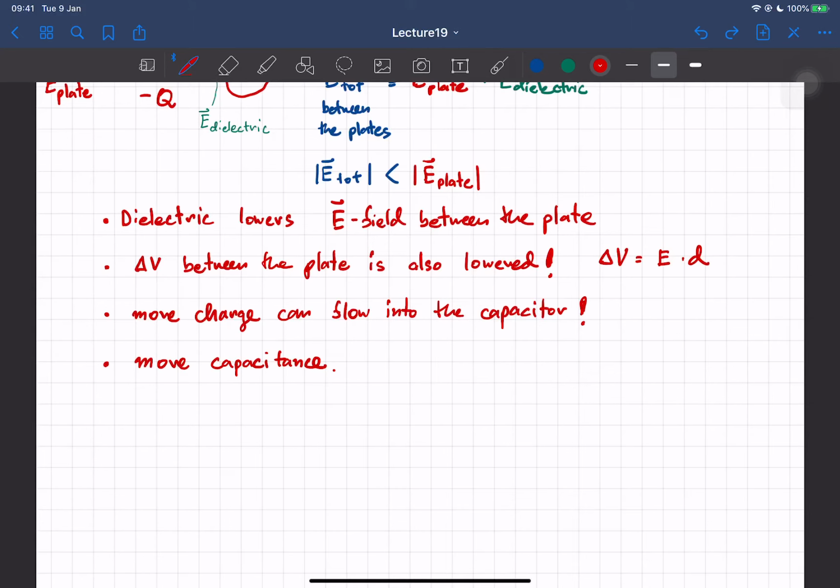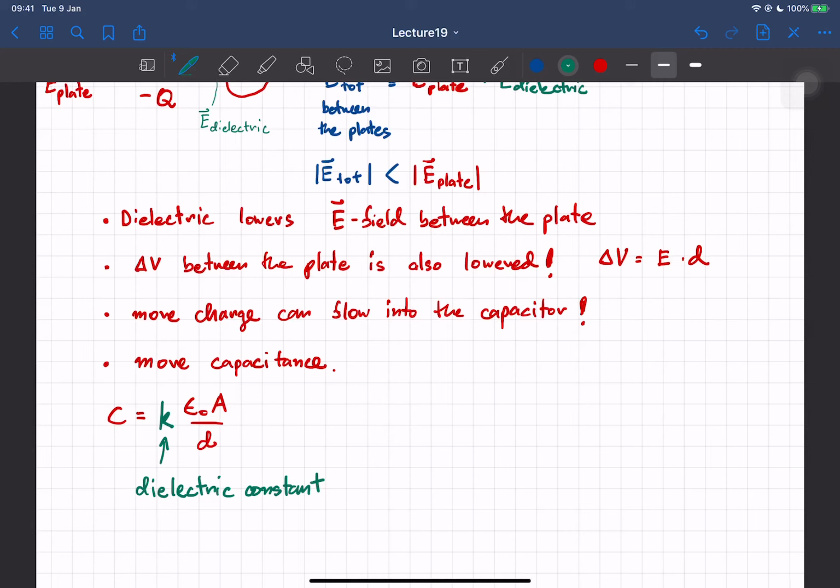And the capacitance in this case is given by the same formula that we had before, epsilon 0 times A, the area, divided by the distance. But now you're going to have this extra factor here. This is called the dielectric constant, which depends on the material. So if you insert a dielectric which has a large value of dielectric constant, then you're going to have a lot more capacitance in this case, right?